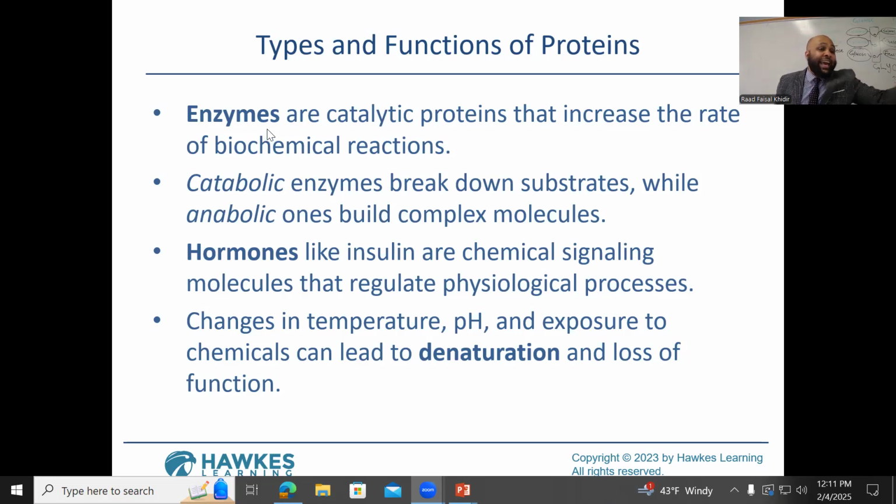Catabolic enzymes catalyze, speed up, the breakdown of macromolecules into micromolecules. Anabolic means that they build up. They accelerate the building up of macromolecules. Hormones like insulin are chemical signaling molecules that regulate physiological processes. Changes in temperature, pH, and exposure to chemicals can lead to the denaturation, the breakdown and the falling apart of the proteins.